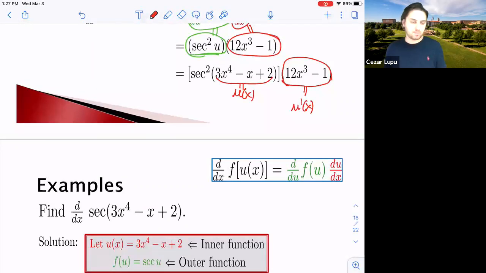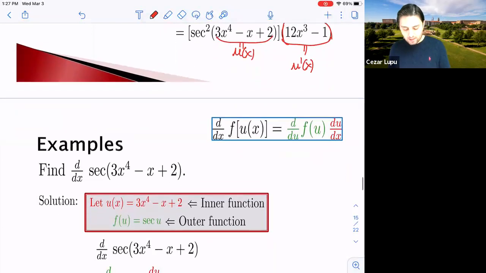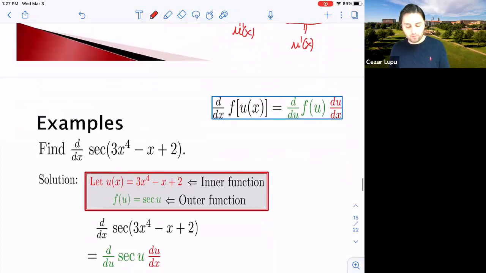It's just the same as the tangent, but this time we have secant, so we need to take care of the derivative of secant. And guess what? By applying the chain rule, now we need to take care of the derivative of secant of u, which we know what it is. What is the derivative of secant of u? It is secant of u times tangent of u, right? So let me write it like here. Secant of u times tangent of u.